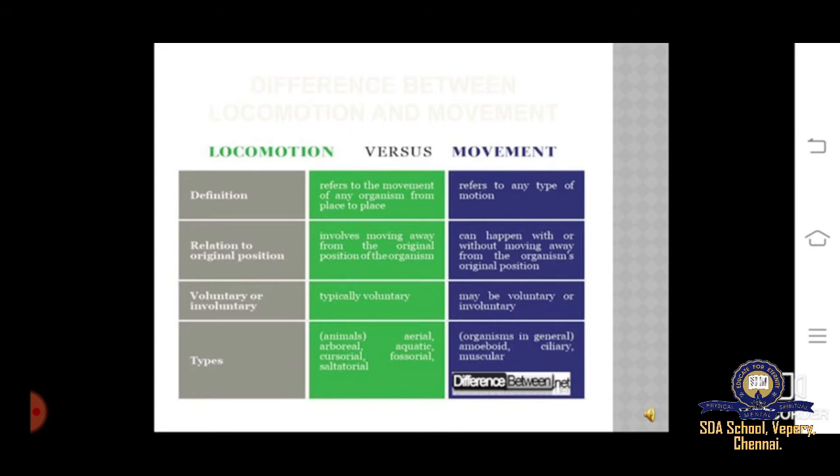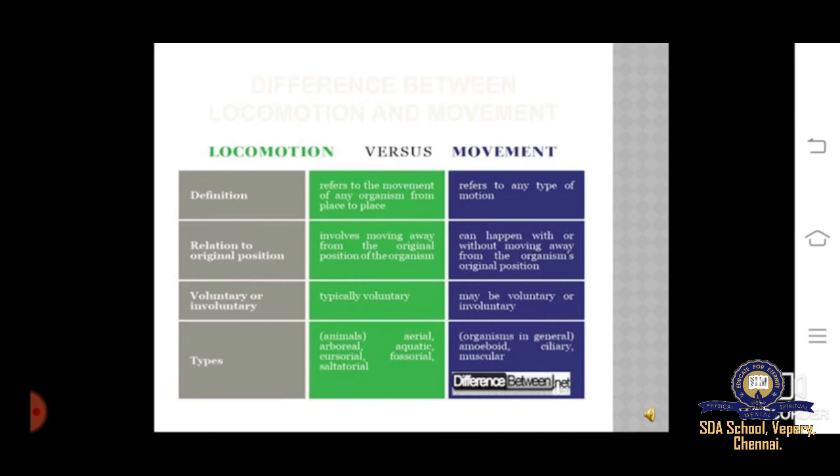Heartbeat is also continuously working. So the inner organs do their work involuntarily, without us giving any force. Types: animals, aerials, arboreal, aquatic. It depends upon the place where the living beings are. For example, some living beings live on land, some are in water, and some live in trees. Likewise, it depends upon the place where they reside.